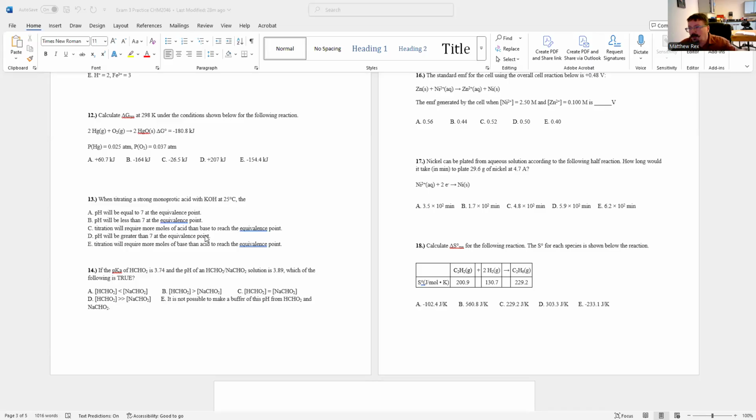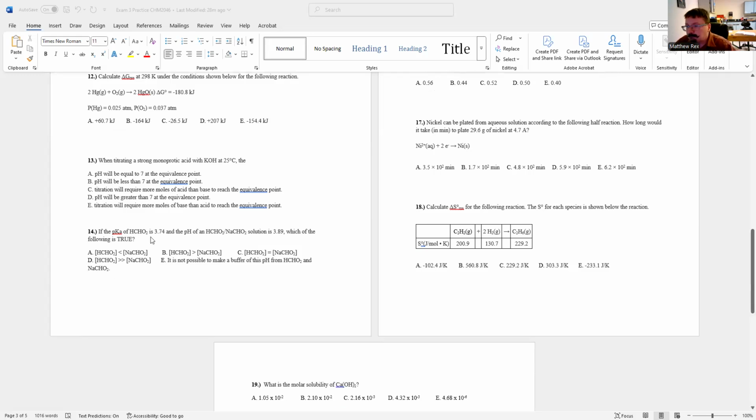So now when titrating a strong monoprotic acid with KOH, so monoprotic means we have a single proton. So HCl, HBr, HI, any of those examples, they're going to react with potassium hydroxide in a 1-to-1 ratio. Essentially, I've got a strong acid, strong base titration. So what will be true? The pH will be 7 at the equivalence point. And that'll be it.